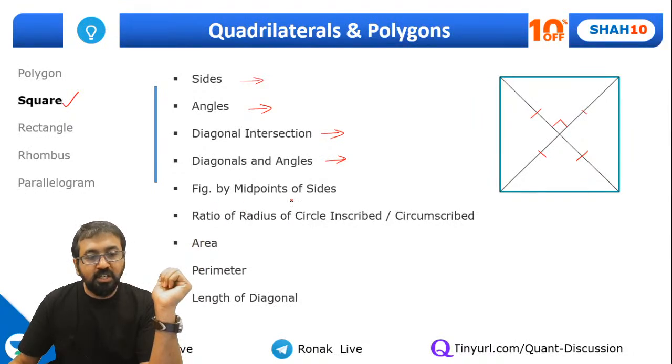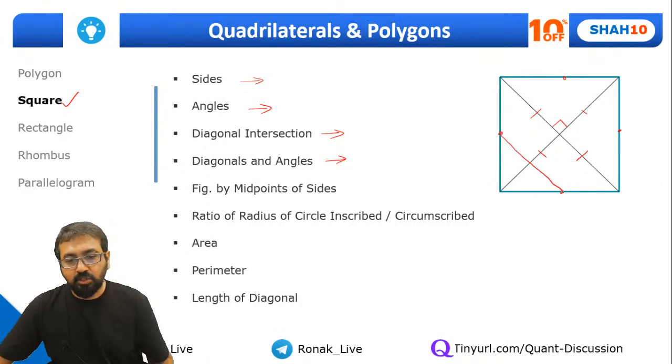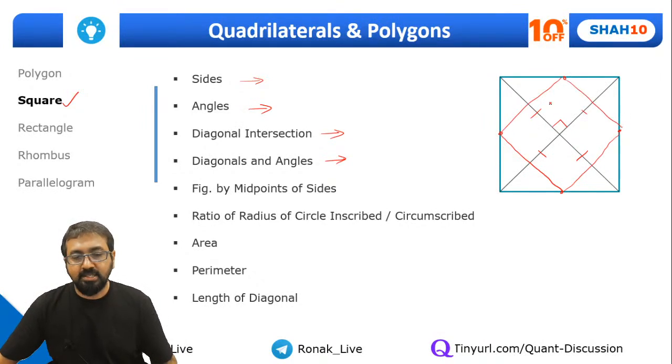Then what is the figure formed by joining the midpoints of the sides? If I just join the midpoints of the sides, the figure so formed will also be a square, and this can be easily proved using some of the concepts that we discussed in triangles. How can we prove this? It's very simple. Let me take the square as ABCD and the midpoints of the sides as PQRS.